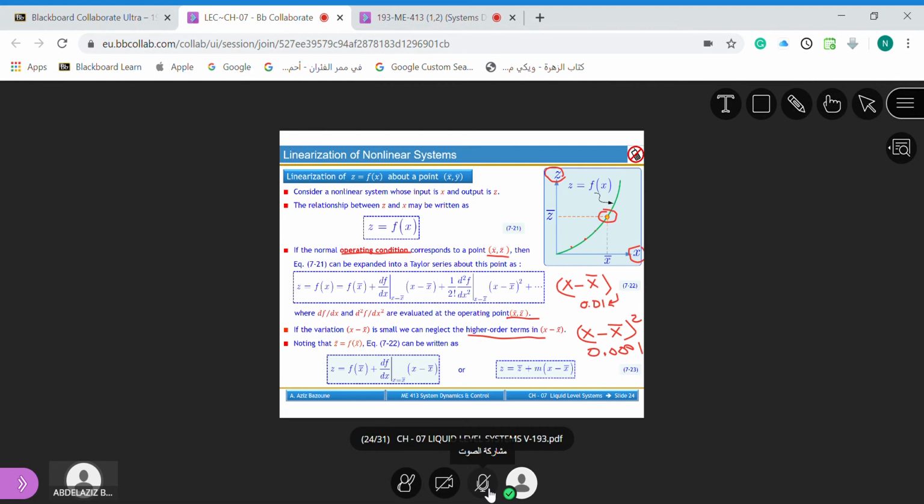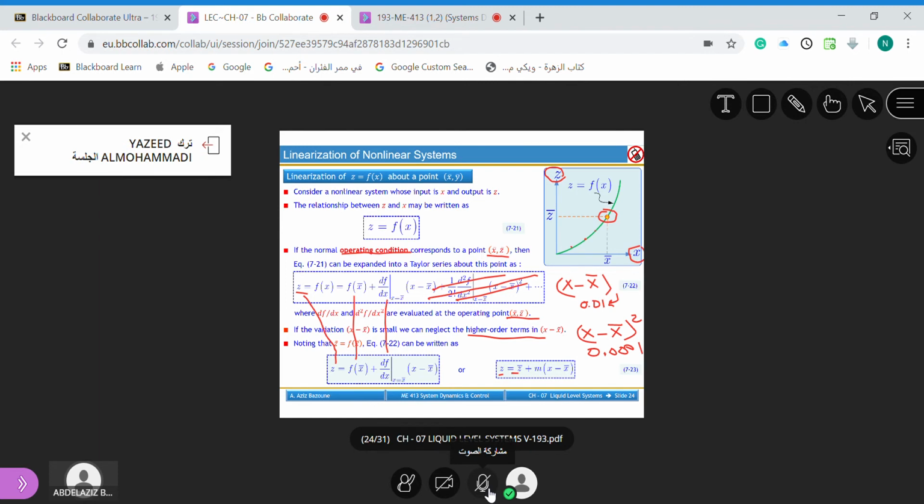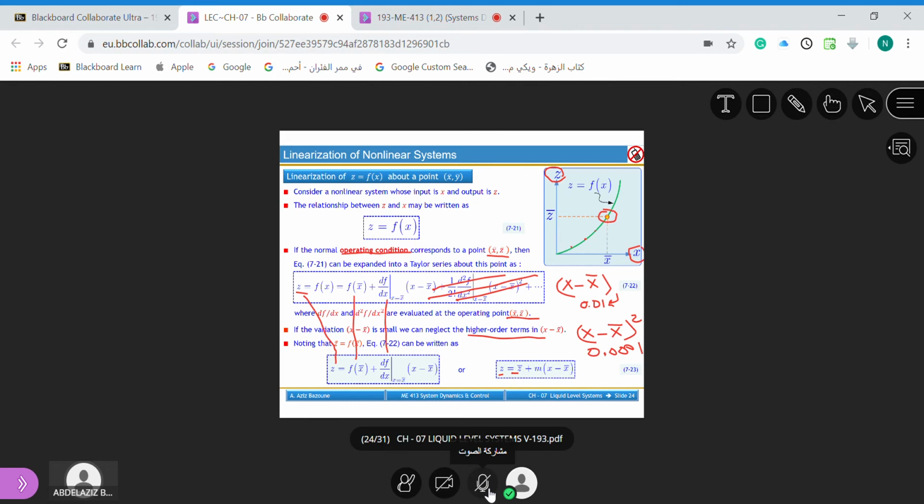So if the higher order terms can be neglected, these terms will be neglected, and we will end up with only this equation. z will be equal to f of x bar plus df over dx times x minus x bar, which can be written in this form: z will be equal to z bar plus m times x minus x bar, where m here is the value of df over dx at x equal to x bar, which is basically the slope.